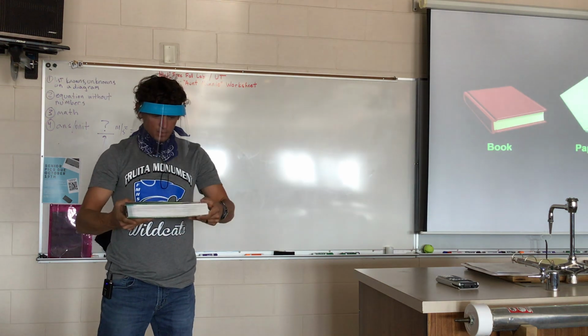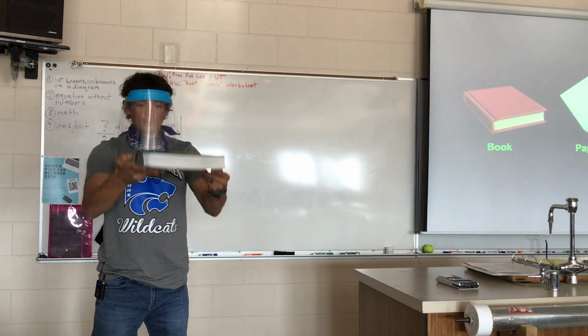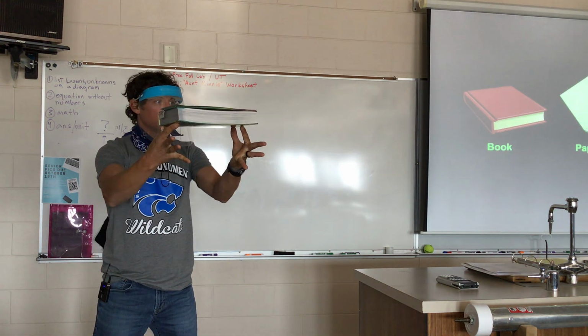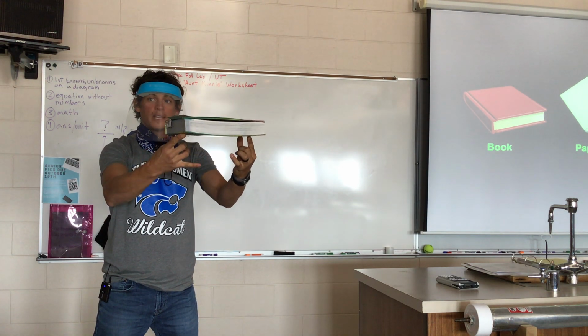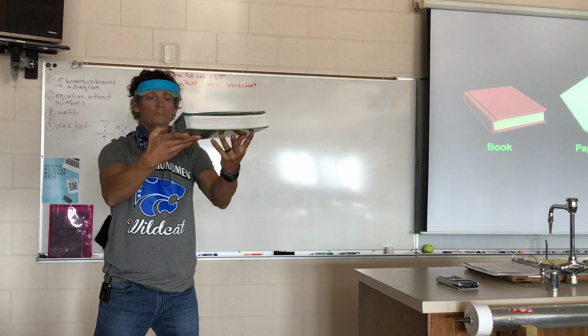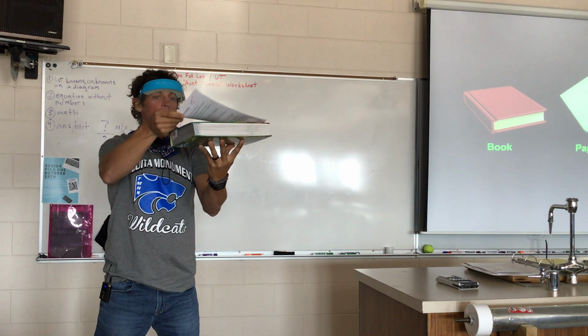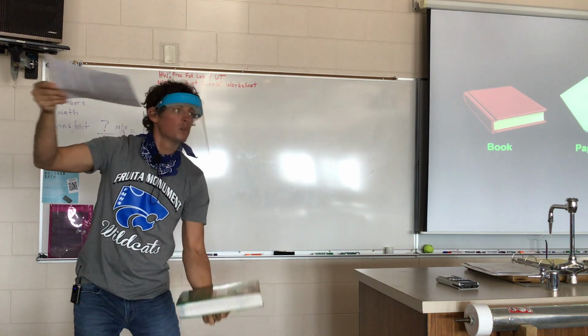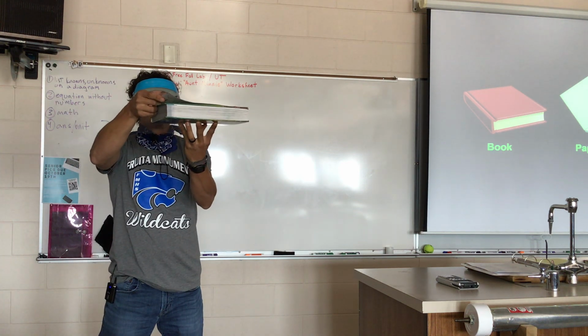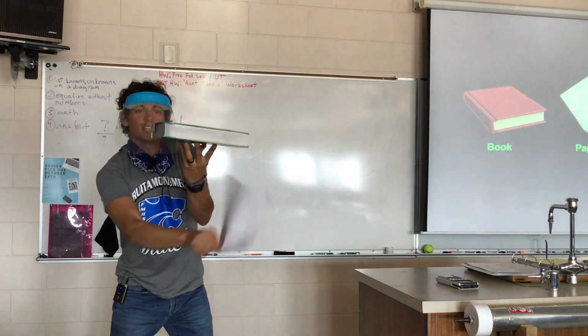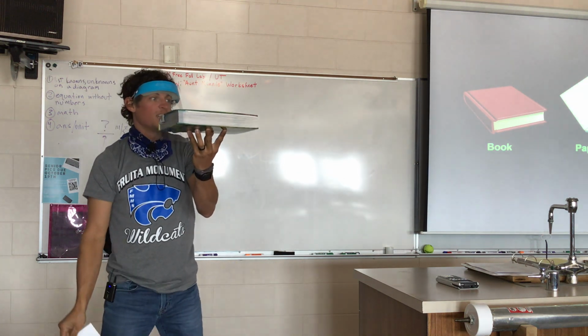All right, race number 3. We've got our book, we've got our paper, we're going to drop it. Option 1, they're going to fall together. Option number 2, the paper's going to kind of do this and the book's going to win. Option number 3, the paper is going to overtake the book and hit the ground.